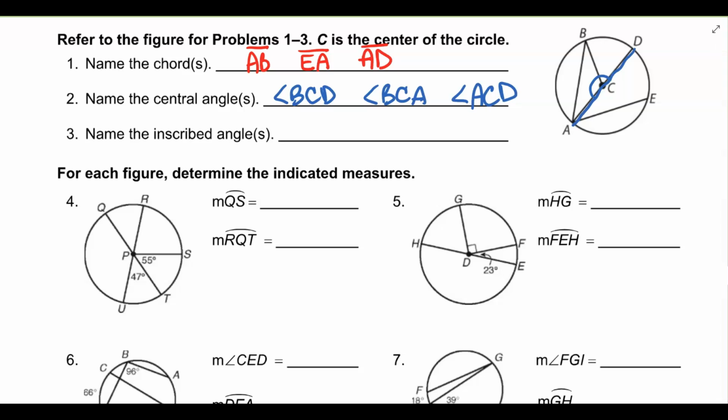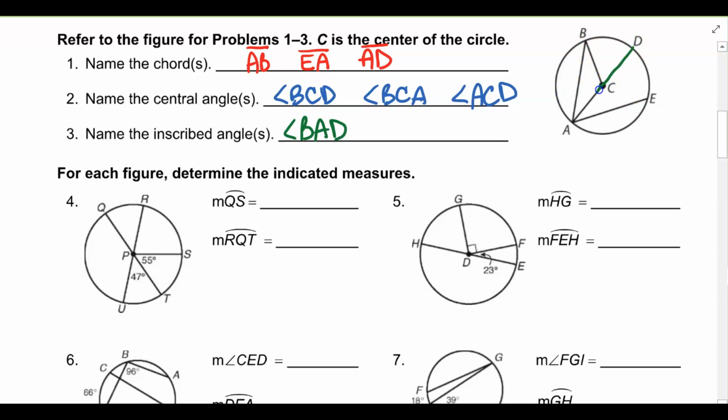Okay, next, name the inscribed angles. Here's new content. The inscribed angles are going to be the angles where the vertex is no longer at the center. The vertex is on the circle. So one example would be like BAD. I could have also named that BAC or DAB or CAB.